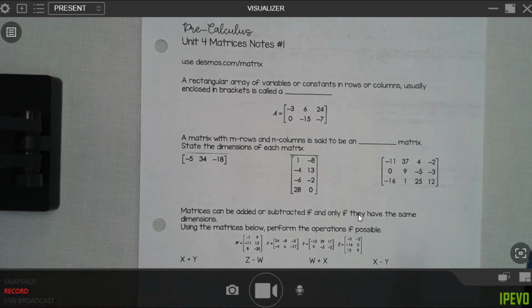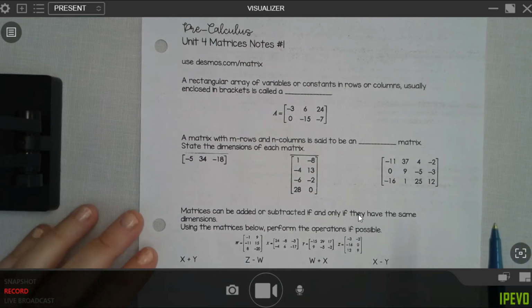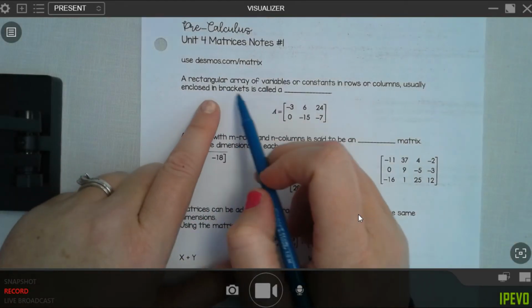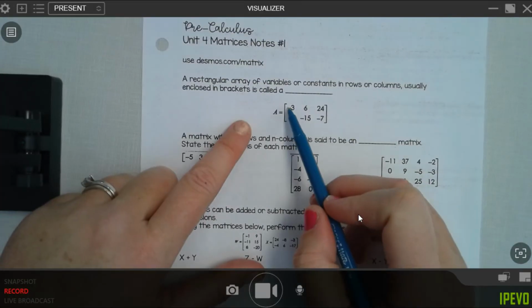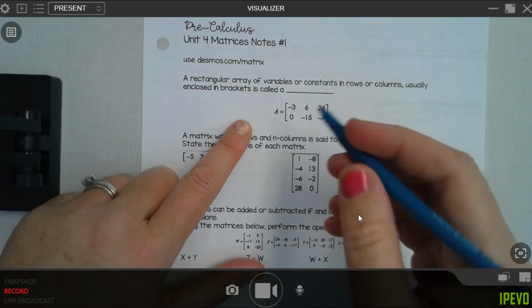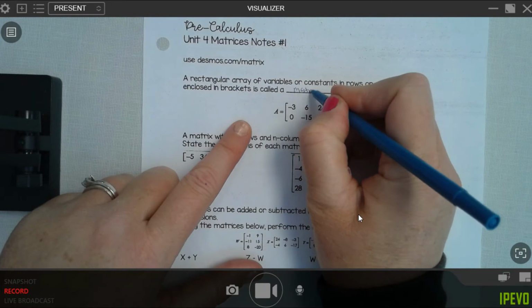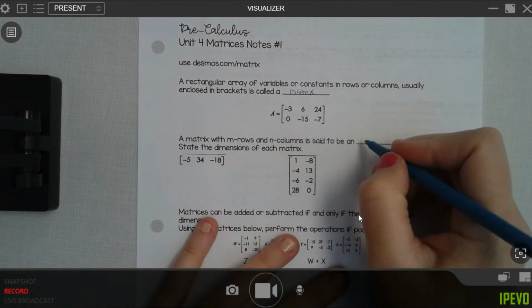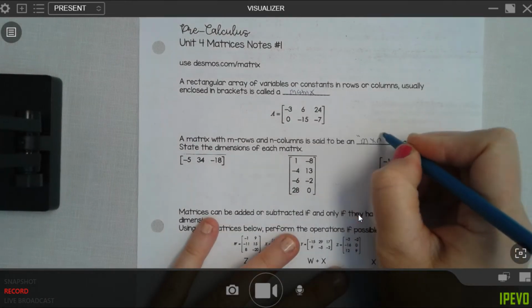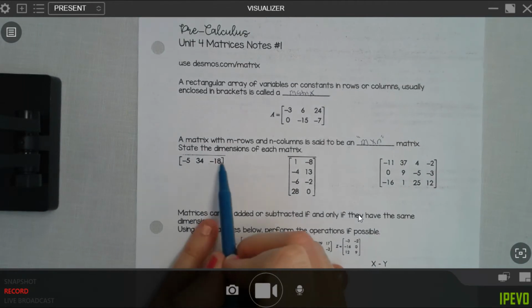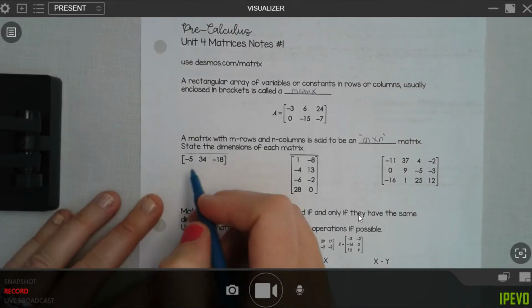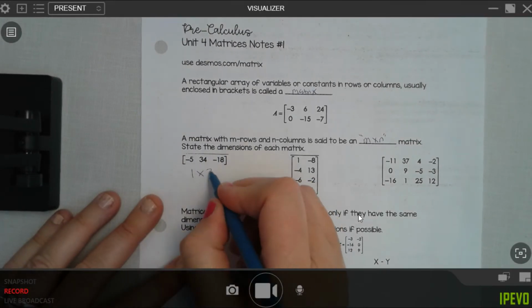All right, so today we're going to be going over matrices notes here. So right here, a rectangular array consisting of rows and columns. These are your rows, these are your columns, is called a matrix. So a matrix with m rows and n columns is said to be an m by n. So we say the rows first, the columns second. Rows first, columns second. So this right here would be a 1 by 3.